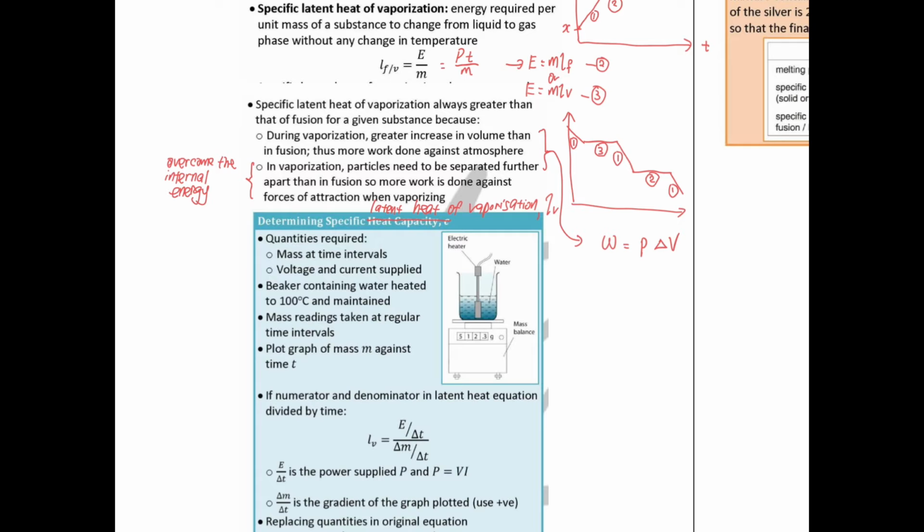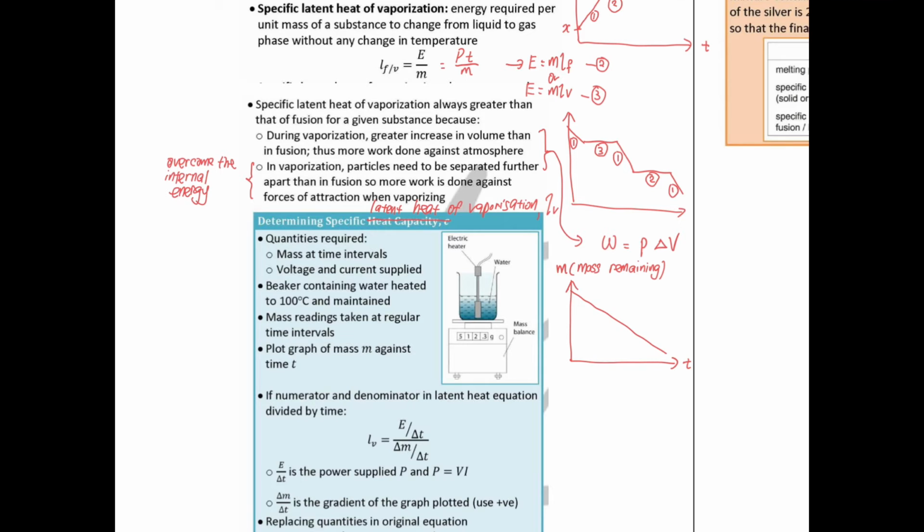Okay, so plot a graph of mass m against time t. So you should expect a graph like this. Mass, this is mass remaining, mass of water remaining against time. Since you are heating it up, you should expect the water to keep boiling and change to steam. So the mass of water that remains will keep going down.